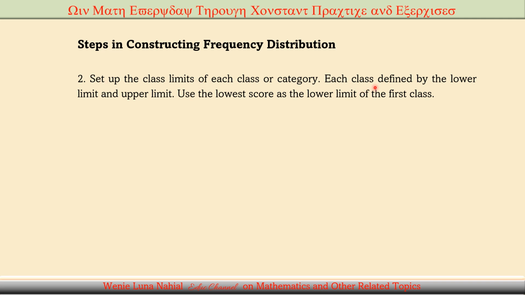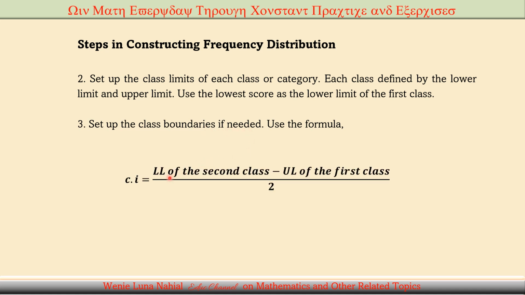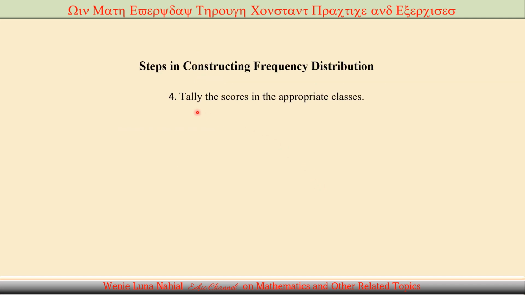Then, the second step in constructing frequency distribution, set up the class limits of each class or category. Each class is defined by a lower limit and an upper limit. Use the lowest score as the lower limit of the first class. Then the third step, set up the class boundaries if needed. Use the formula: class interval, lower limit of the second class minus the upper limit of the first class, divided by 2. Then, the fourth step is tally the scores in the appropriate classes. Then find the other parts if necessary, such as class marks, among others.